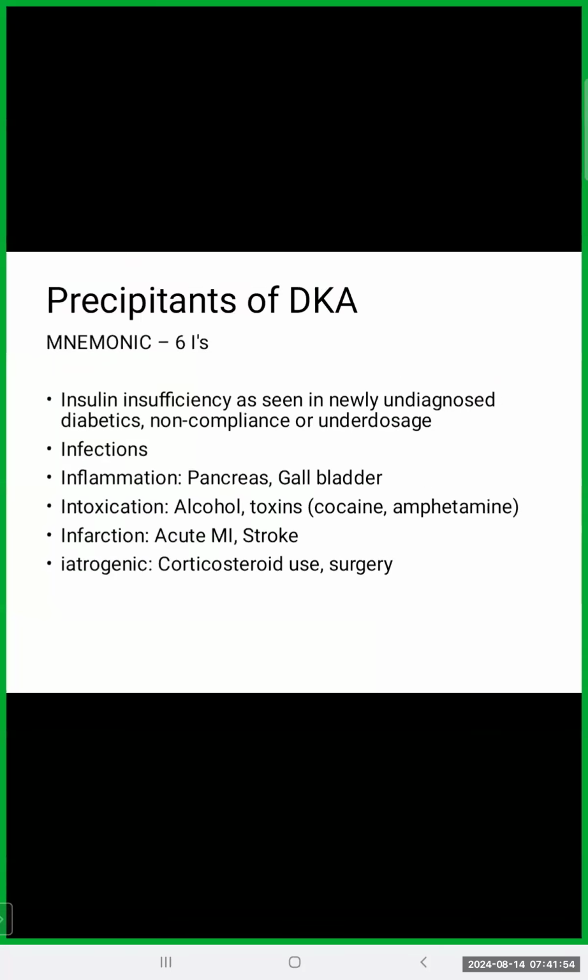Okay, I'll just mention the precipitants. Insulin insufficiency, as seen in newly undiagnosed diabetics, or non-compliance for those that are already type 1 diabetic; any form of infections; pancreatitis; some medication use, toxins, amphetamines, that are sympathomimetic agents, cocaine, and also iatrogenic use, patients on steroid medication, either transplant patients or other patients on steroid medications; and also surgery.